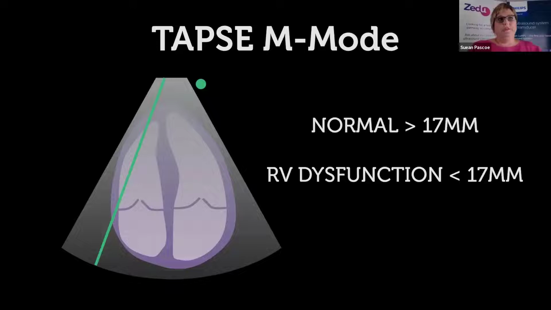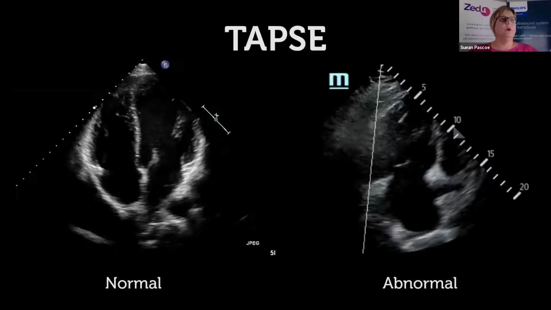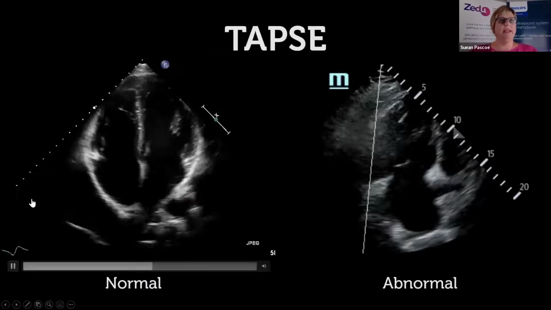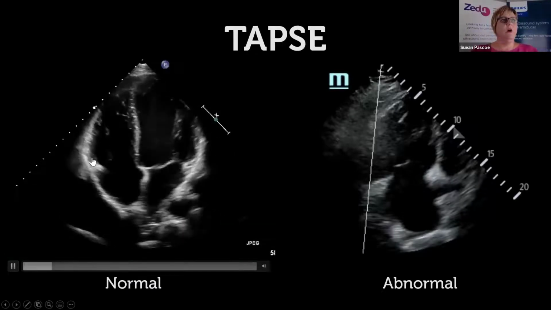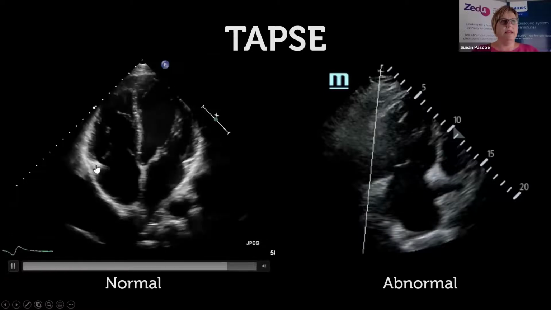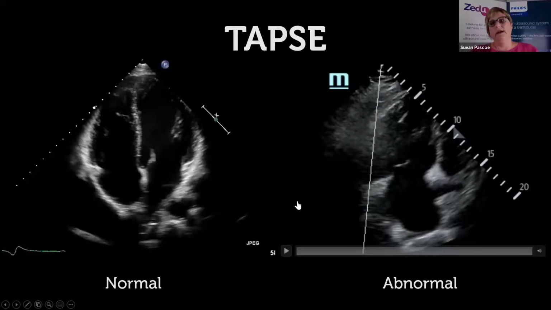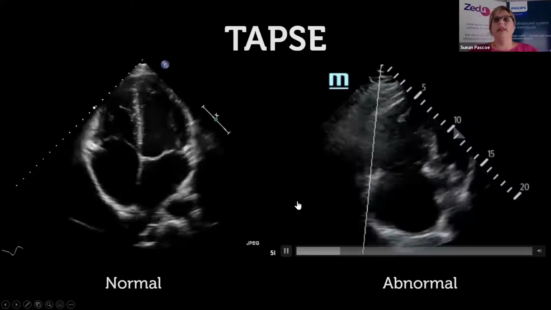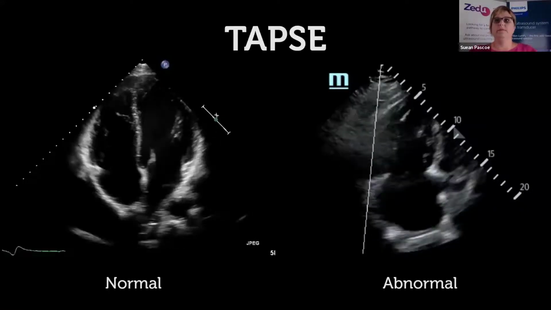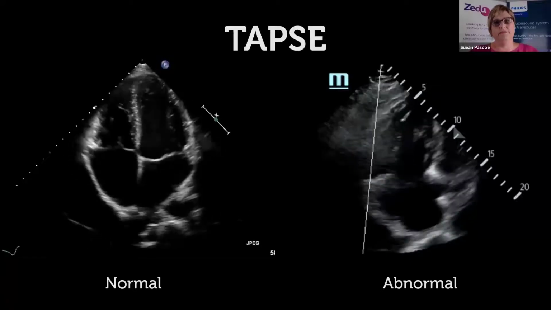Again, yes, you can do these fancy measurements, but if you just start to look at the B-mode and look for these signs, you can start to get an appreciation, even without measuring it, of whether the right ventricle is or isn't working. So we have normal on the left, and we just want to focus in on this annulus as it goes up and down and how much excursion of that annulus there is. Whereas over here on the right, we have an abnormal one, and there's just not as much movement of the annulus.